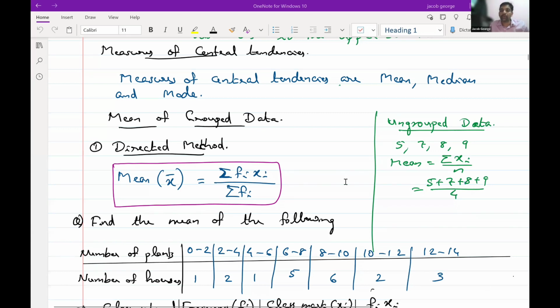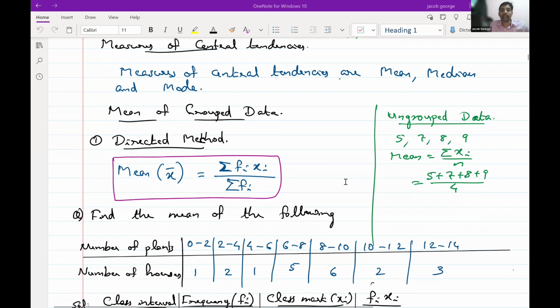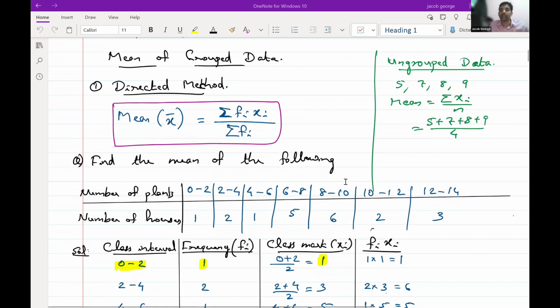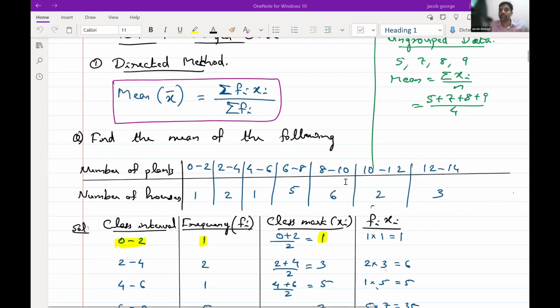So the direct method formula is like this. Mean x bar is equal to sigma Fi xi by sigma Fi. All of you have heard this formula. Most of you already studied this one. Sigma Fi xi by sigma Fi is the formula for finding mean by direct method.